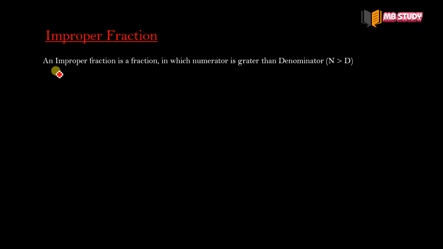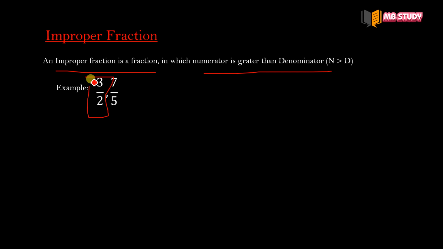Improper fraction. An improper fraction is a fraction in which the numerator is greater than the denominator. It is exactly opposite to the proper fraction. Look at the examples. 3 by 2, 3 is greater than 2, and in example 2, 7 by 5, 7 is greater than 5.